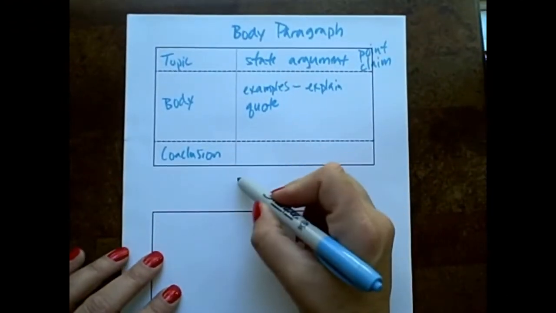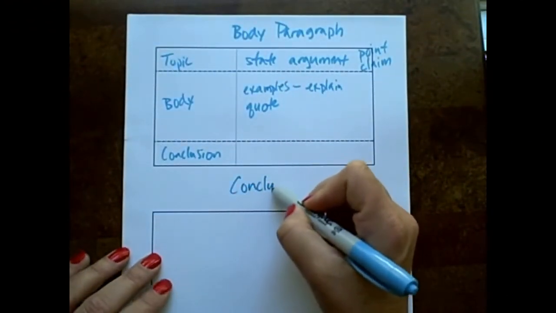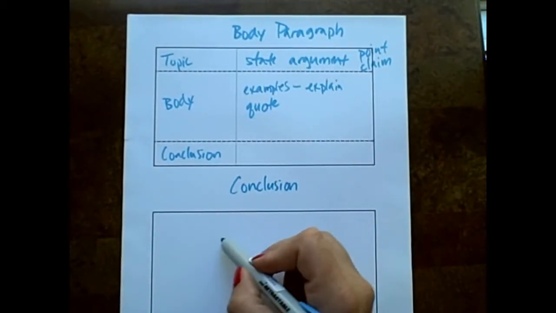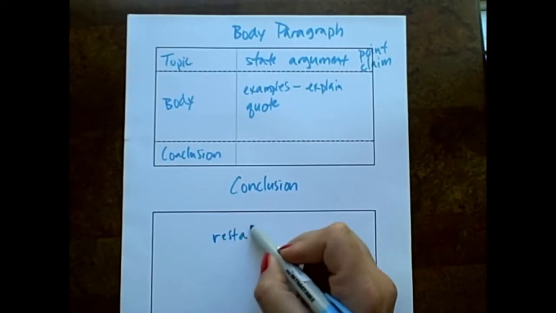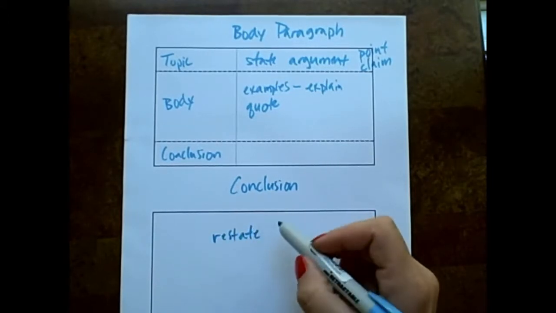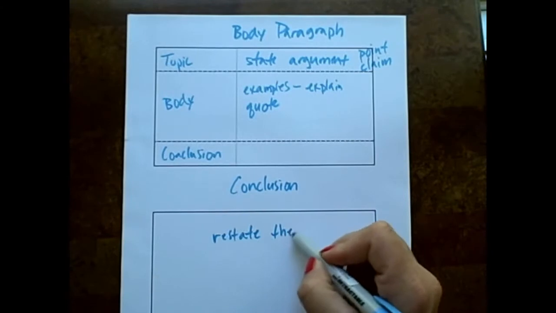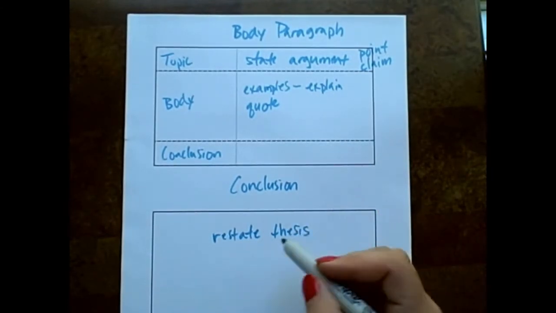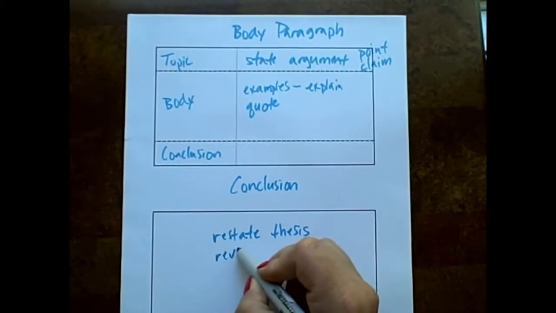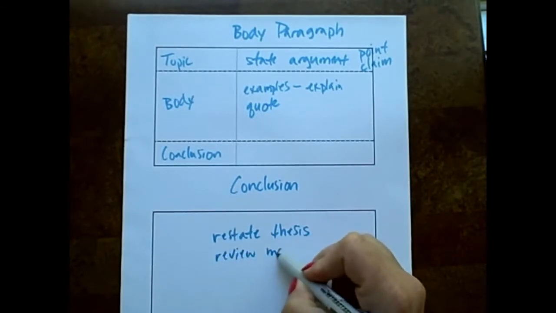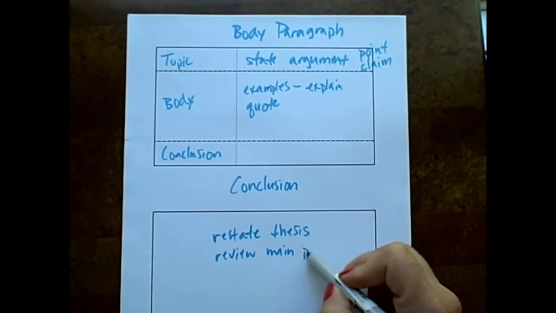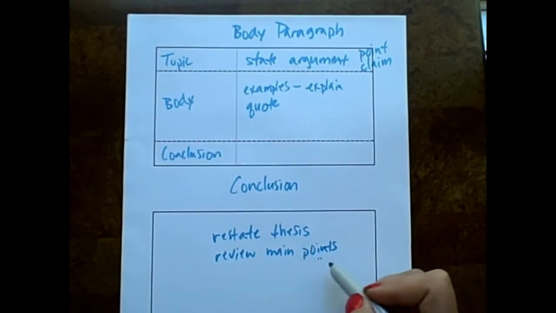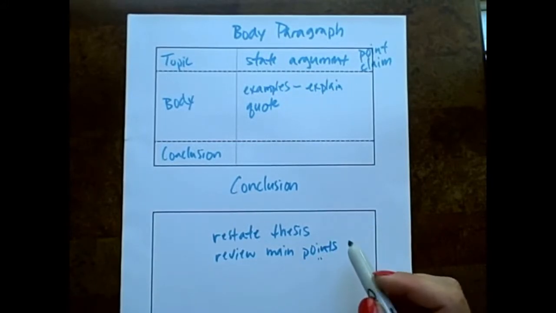Finally, let's write a conclusion. You should, in your conclusion, restate your thesis using different language. You never want to use the exact same language that you've used elsewhere in the paper. You also want to review your main points. Remember that your main points are also called arguments, subpoints, claims, etc.